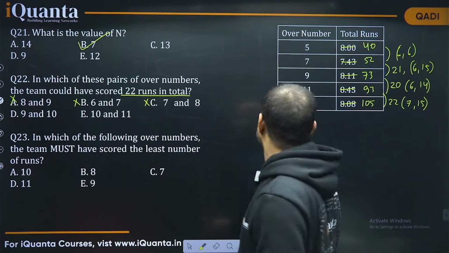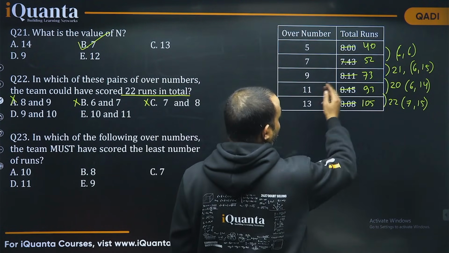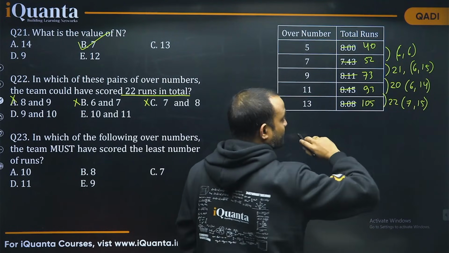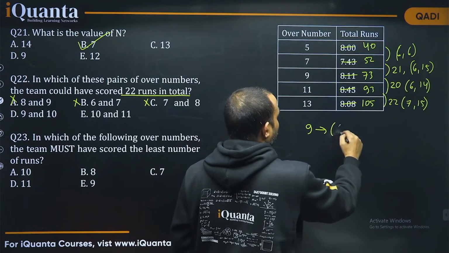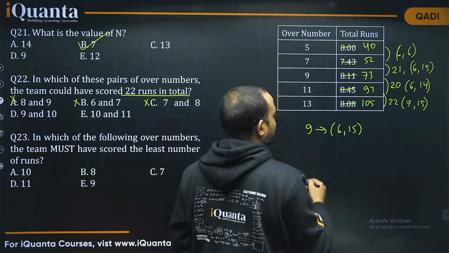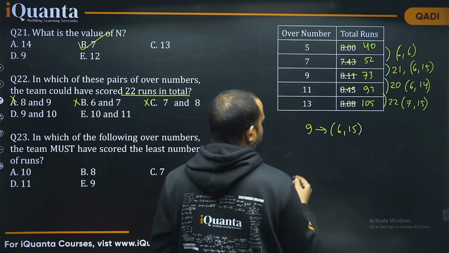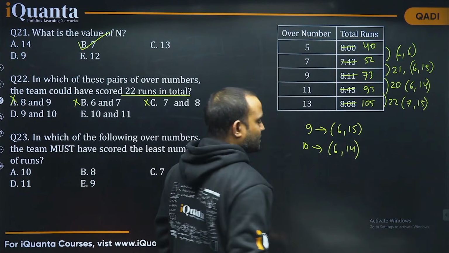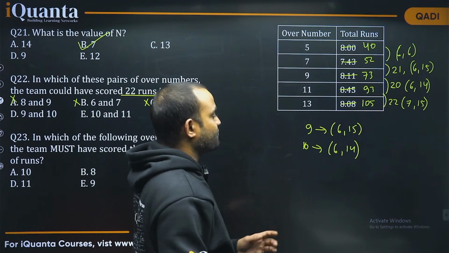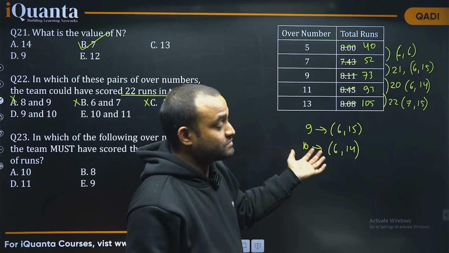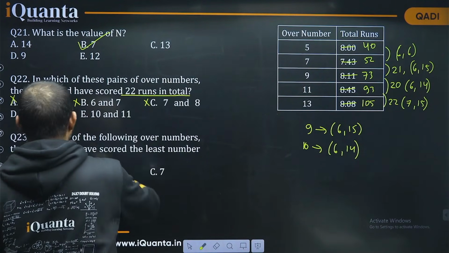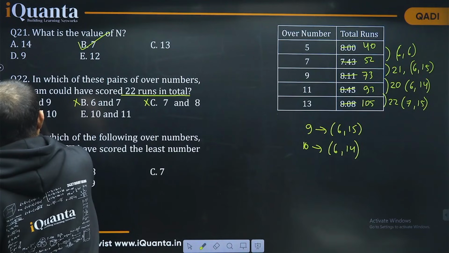9th and 10th. So in the 9th over, any number we can take from 6 to 15, both including. In case of the 10th, again we can take any number between 6 to 14, both included. So of course, 11 plus 11, 22 is possible. 10 plus 12, 22 is possible. So the 9th and 10th overs together can have a total of 22 runs.